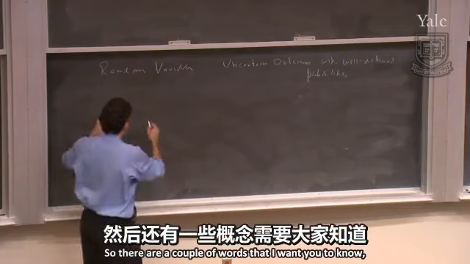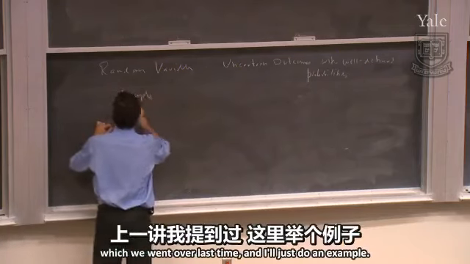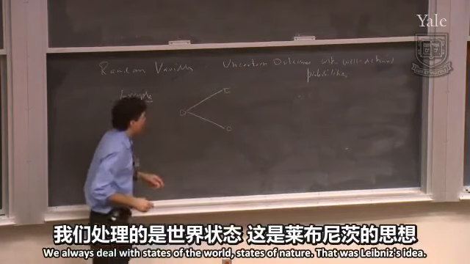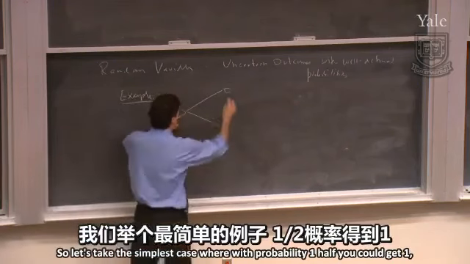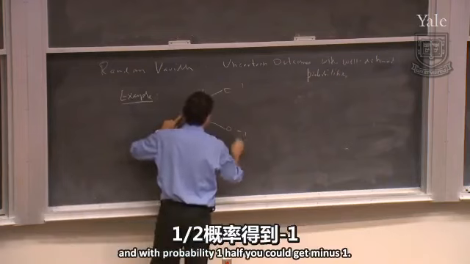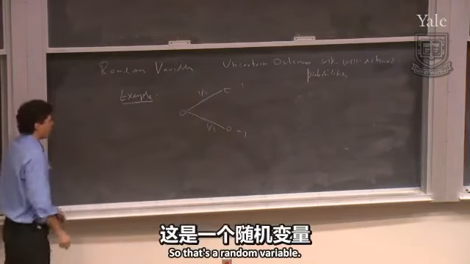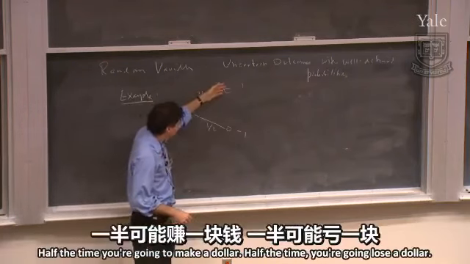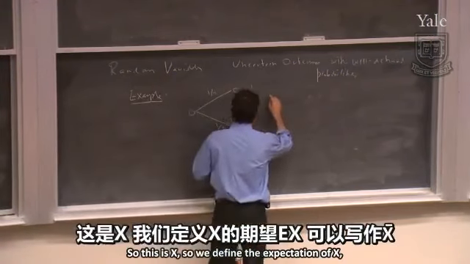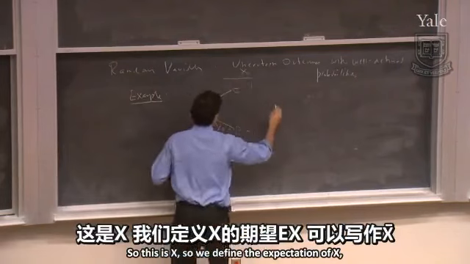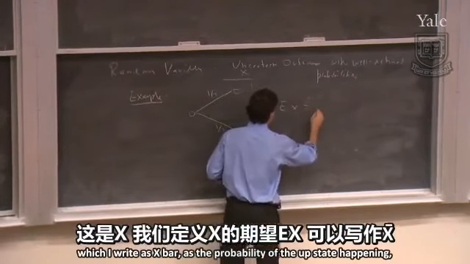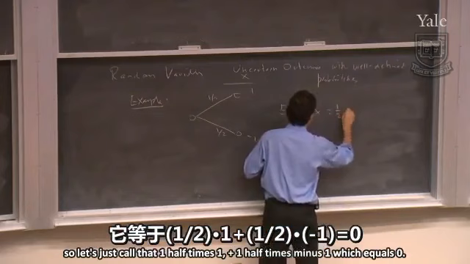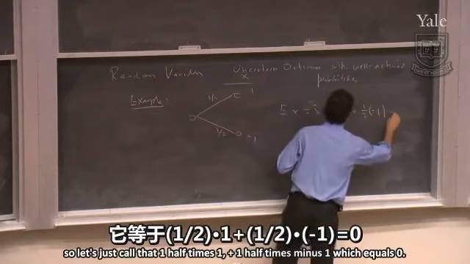There are a couple of words that I want you to know, which we went over last time, but I'll just do an example. We always deal with states of the world, states of nature. That was Leibniz's idea. Let's take the simplest case where with probability of half you could get 1, and with probability of half you could get -1. That's a random variable. It might be how your investment does. Half the time you're going to make $1, half the time you're going to lose $1. So this is x. We define the expectation of x, which I write as x bar, as the probability of the upstate happening, so 1/2 times 1 plus 1/2 times -1, which equals 0.